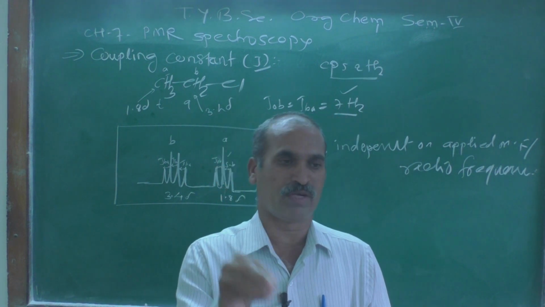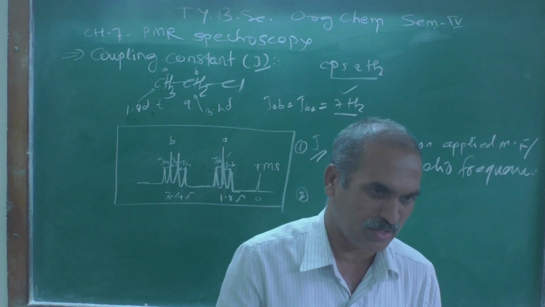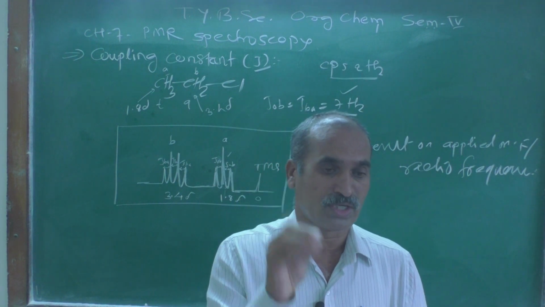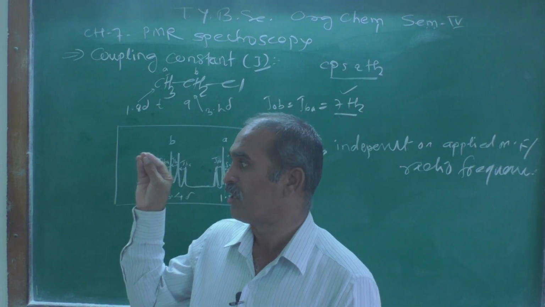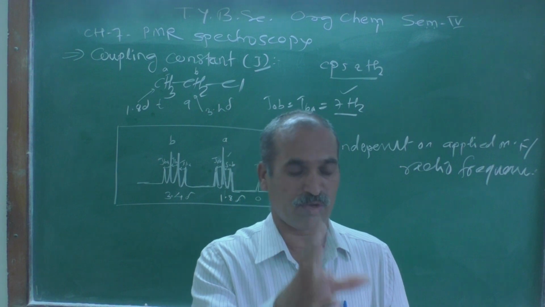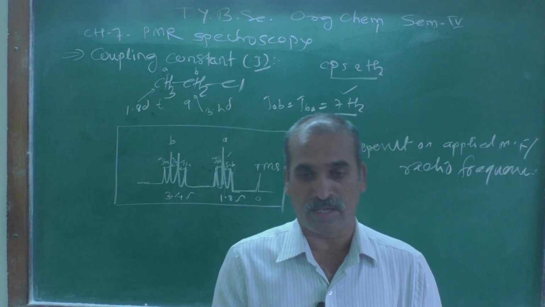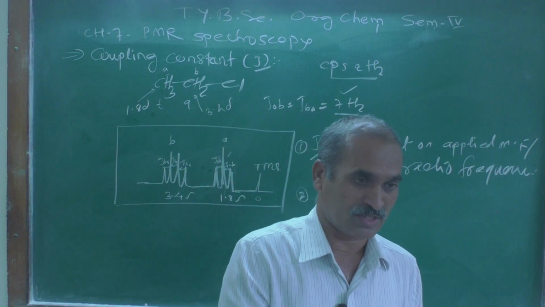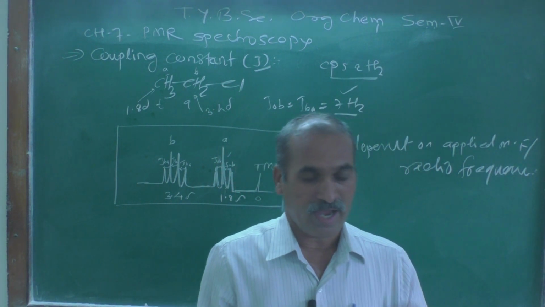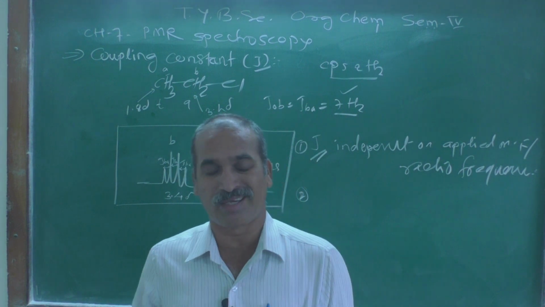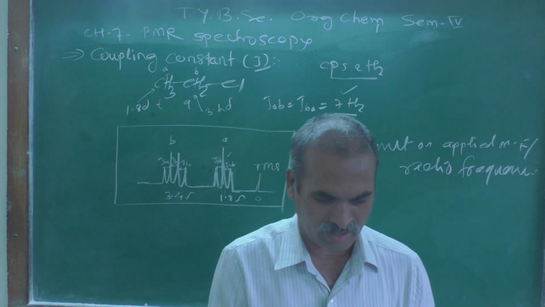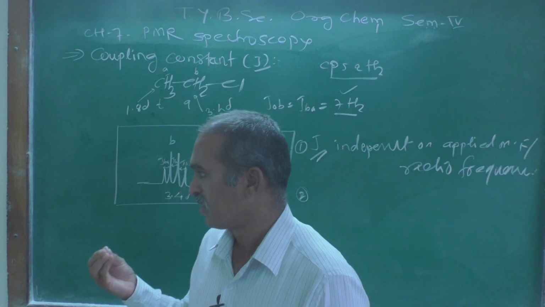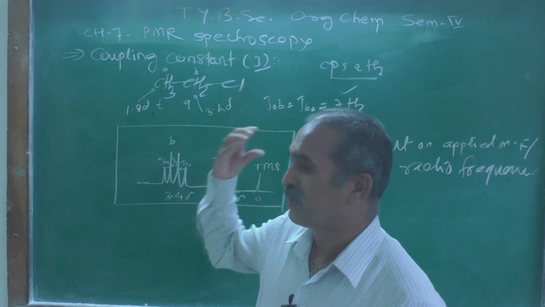Number one, mutually coupled protons have the same coupling constant. Second, the coupling constant J does not depend upon the applied magnetic field or the radio frequency. And number three, the coupling constant depends upon the effectiveness of the coupling and the stereochemical arrangement of the coupled protons. These are the points you should remember as far as coupling constant is concerned.